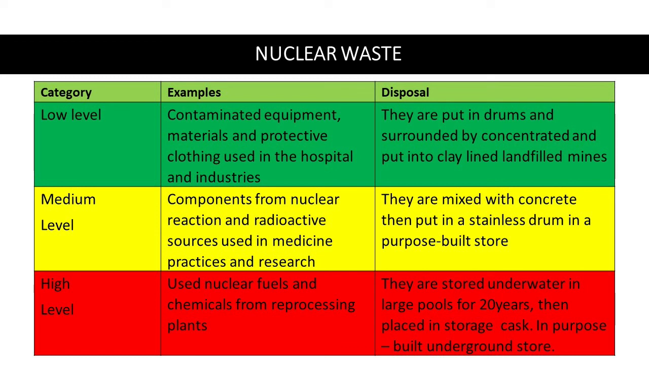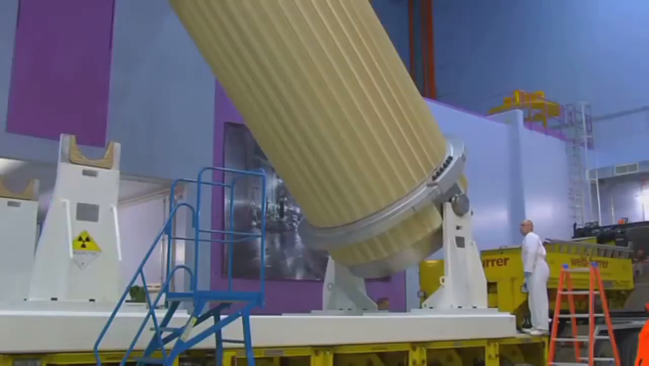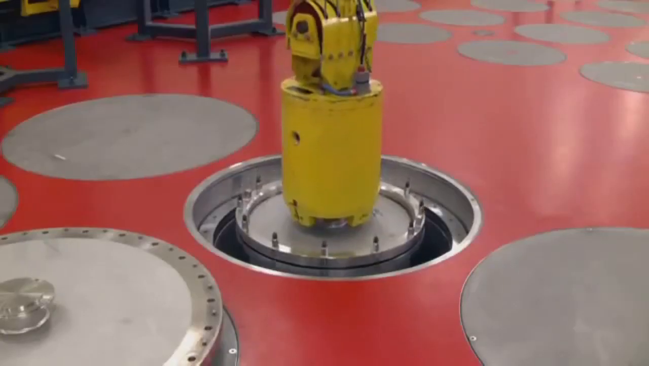in a purpose-built storage. And then lastly, the high-level nuclear waste, of which one example is used nuclear fuels and chemicals from processing plants. So they are stored underwater in large pools for 20 years, then placed in a storage cask in purpose-built underground storage. Okay. Power plants and research reactors in a safe and secure way.